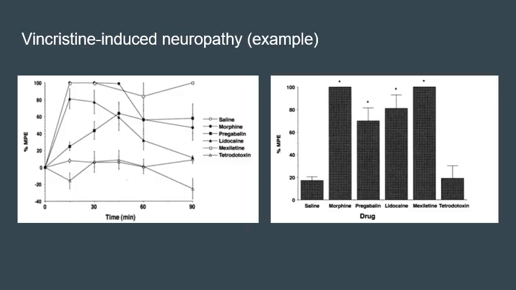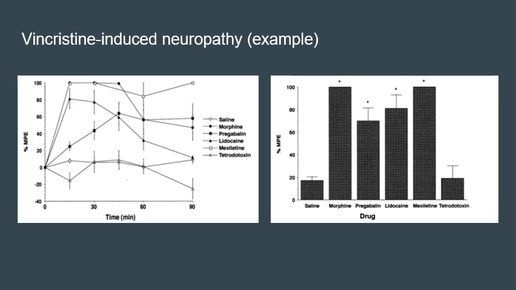In this study, rats were dosed with vincristine at 30 microliters per kilogram per day. They were also given intraperitoneal injections of saline, morphine, pregabalin, lidocaine, mexiletine, and tetrodotoxin. Injections of morphine effectively reversed allodynia in the rats, and lidocaine significantly reduced the allodynia. Pregabalin had a slower onset but showed longer duration of anti-allodynia effects.